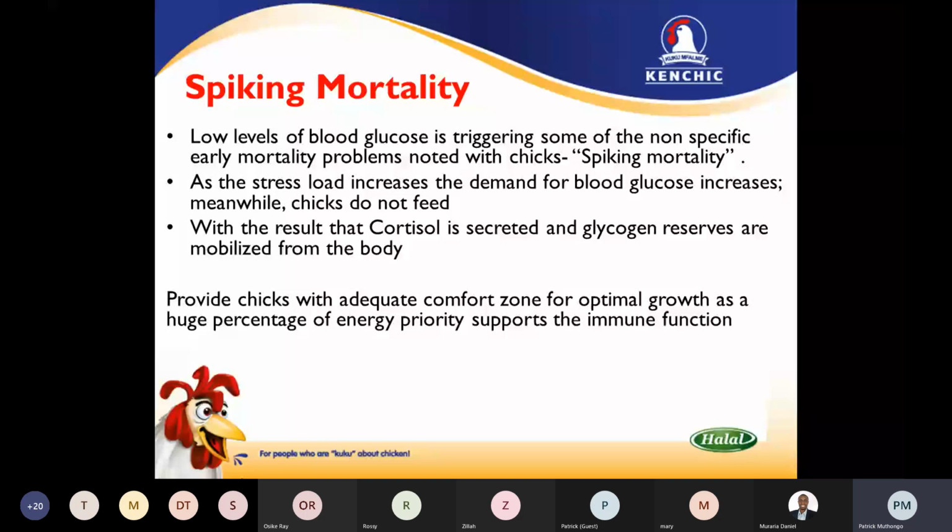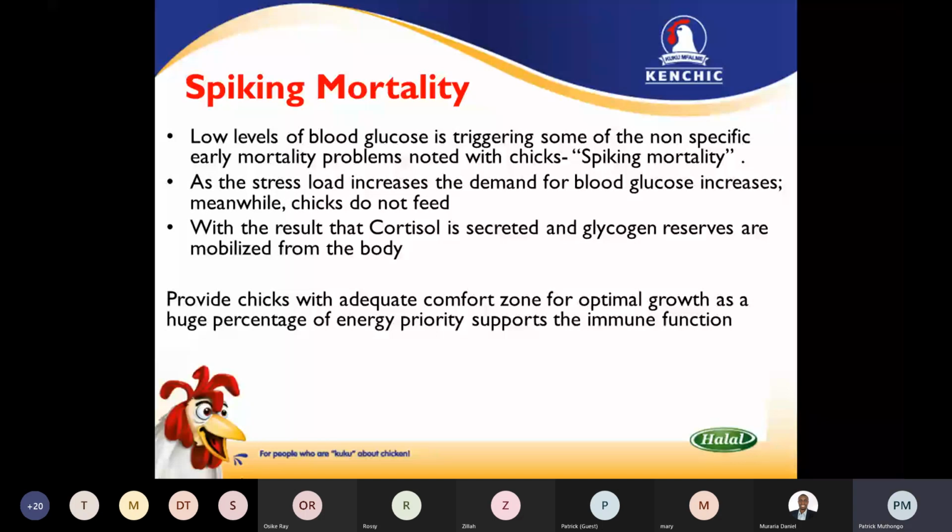Something like a slight lapse in temperature regulation. Maybe 1 or 2 hours after you have left to go light the charcoal stove. By the time you're coming back, yes, your chicks were not huddling, but you realize by the next 6 to 7 hours, mortality has gone up, mainly because of the low levels of blood glucose.